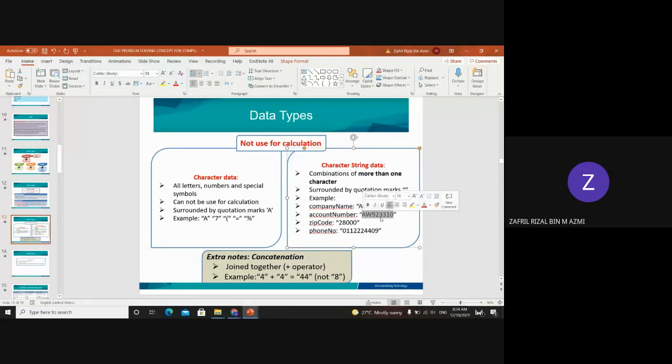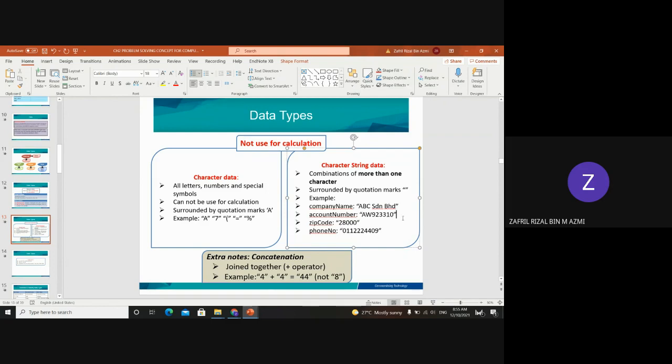Okay, understand in which situation you may declare a numeric as a character, or as a numeric. If it doesn't involve any calculation, then it is possible to declare a numeric as a character.